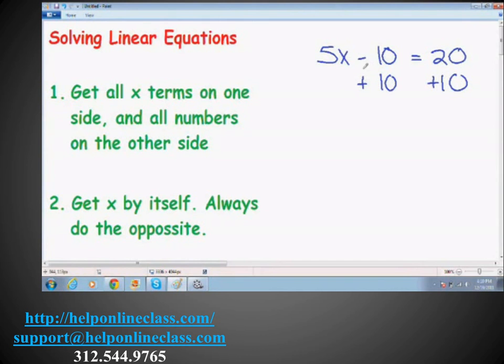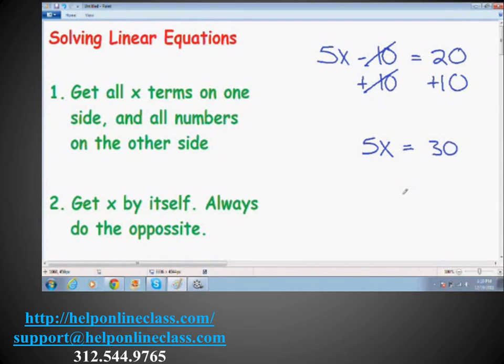Now if you notice, we have a negative 10 and a plus 10, so our 10's cancel out, which is really good because we want to get the x by itself. So now we're just left with 5x on the left side. And on the right side, we have a positive 20 and a positive 10, which would give us 20 plus 10 is 30.